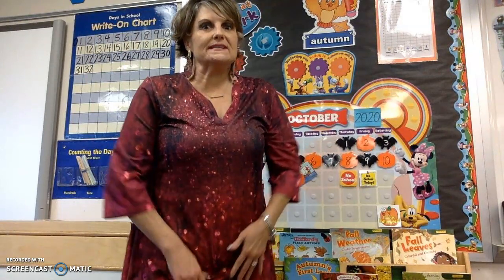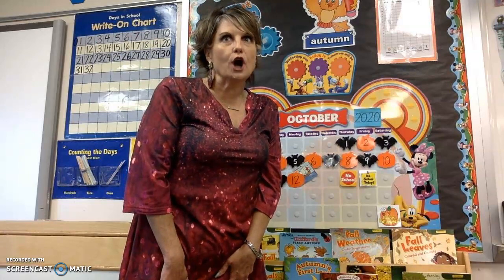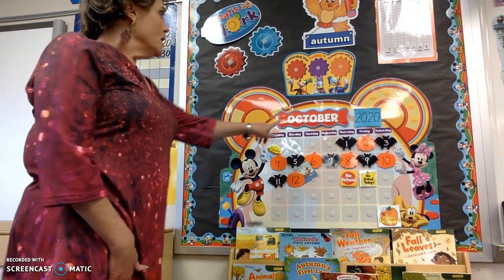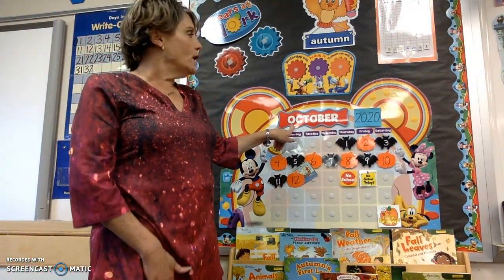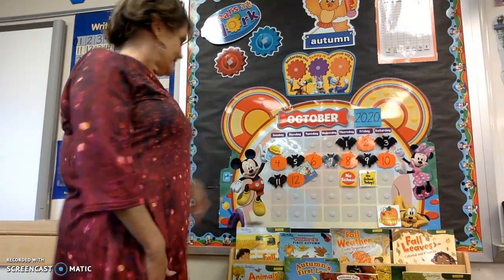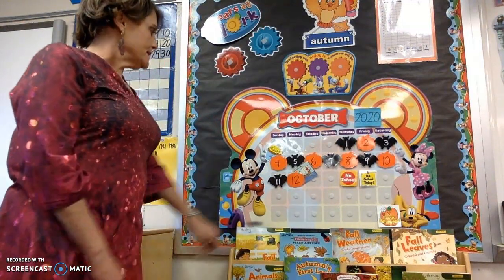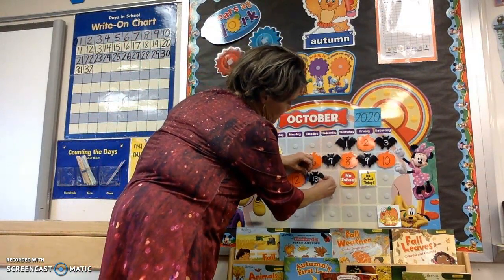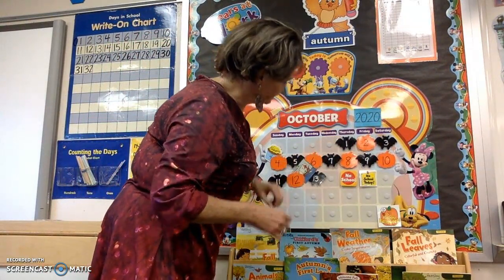Okay, what month is it? The beginning of the month says and the end says October. That ending sound says So our month is October. Okay, so October, what comes after 12? 1, 2, 3, 4, 5, 6, 7, 8, 9, 10, 11, 12, 13. A 1 and a 3. Is it going to be a pumpkin or is it going to be a bat? It is going to be a bat. 13. Okay, so let's put the 13 right there.